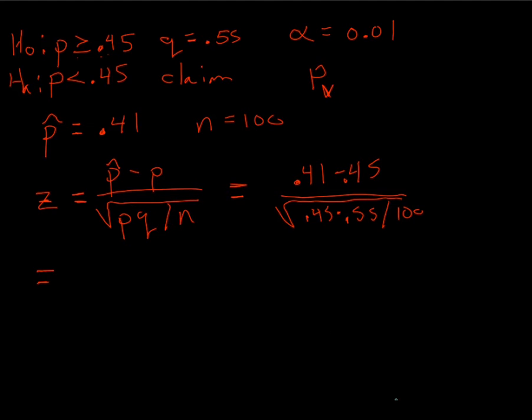We want to make sure our numerator is in parentheses, so the 0.41 minus the 0.45, divided by the square root of 0.45 times 0.55 divided by 100. I hit enter, and I have a z-score of negative 0.804033. Let's come back here and write that down. So my z-score is negative 0.8040. Well, we have a table of z-scores, and what I'm going to want to look for is the negative 0.80 z-score on that table.